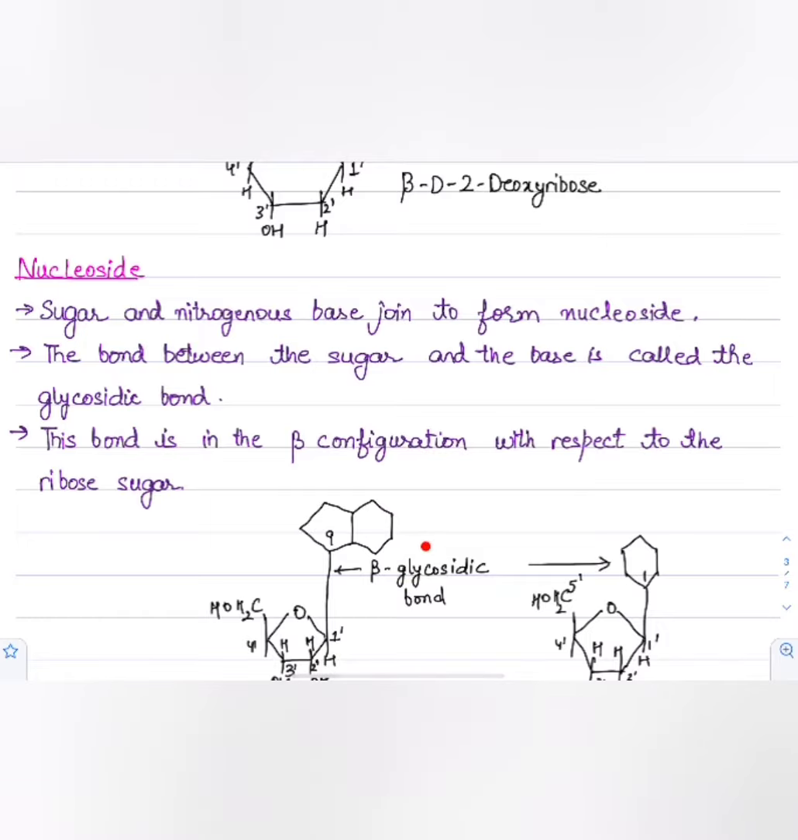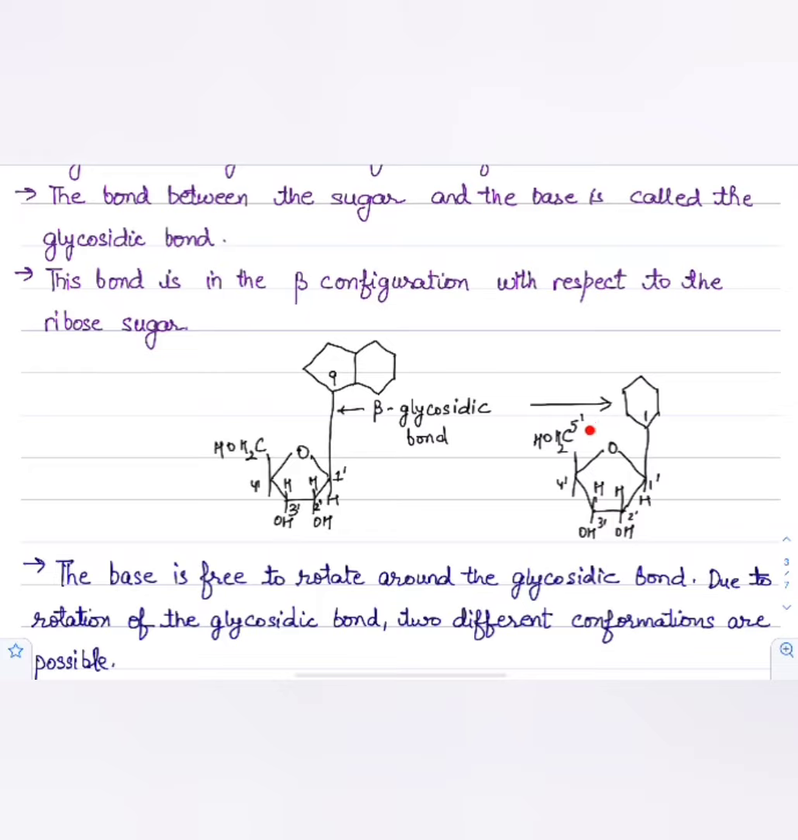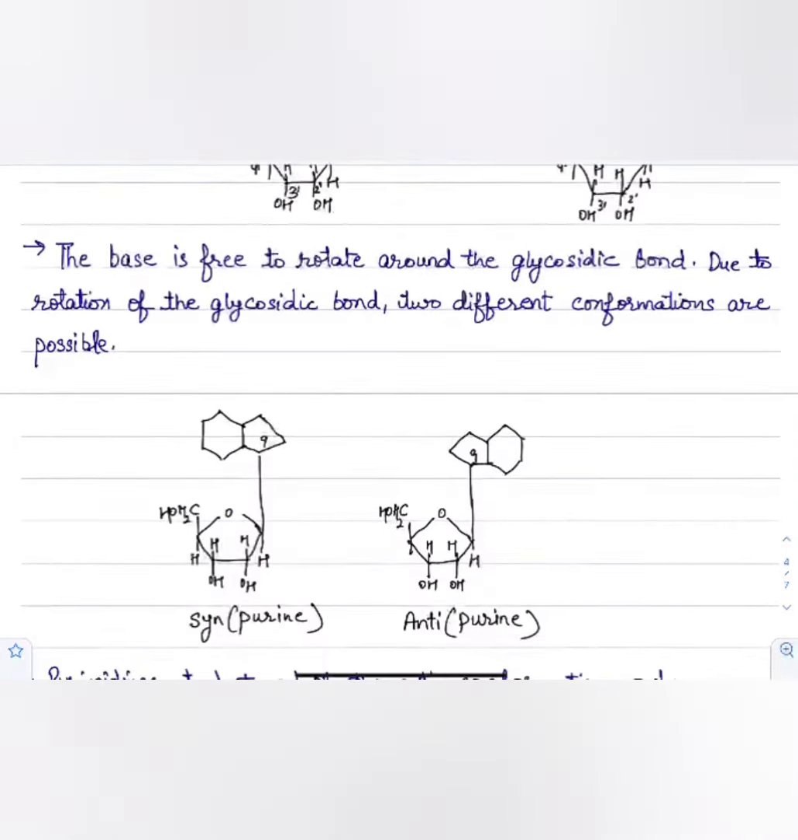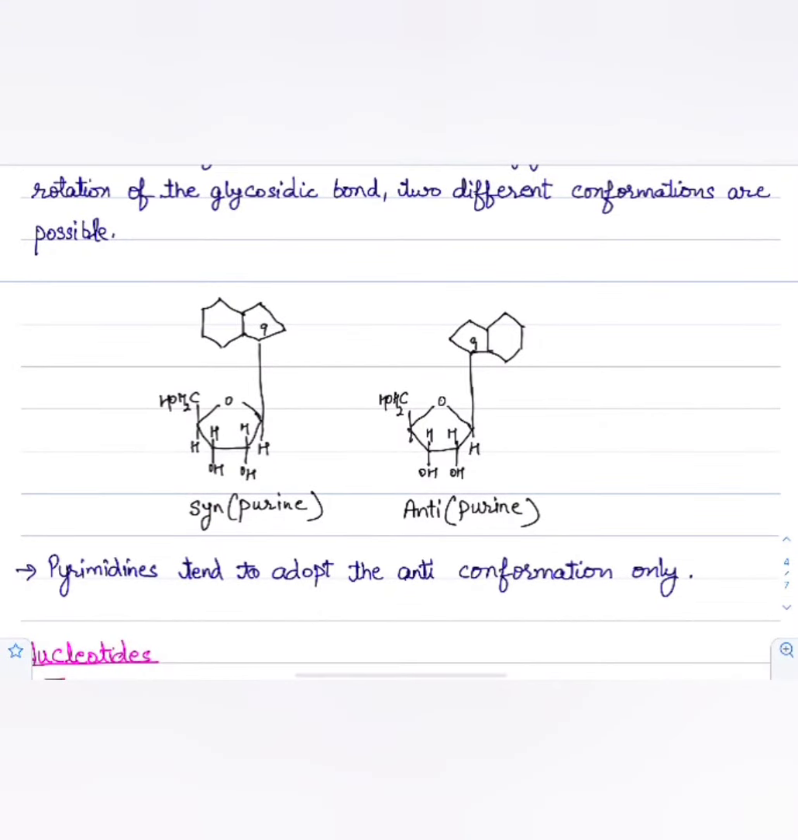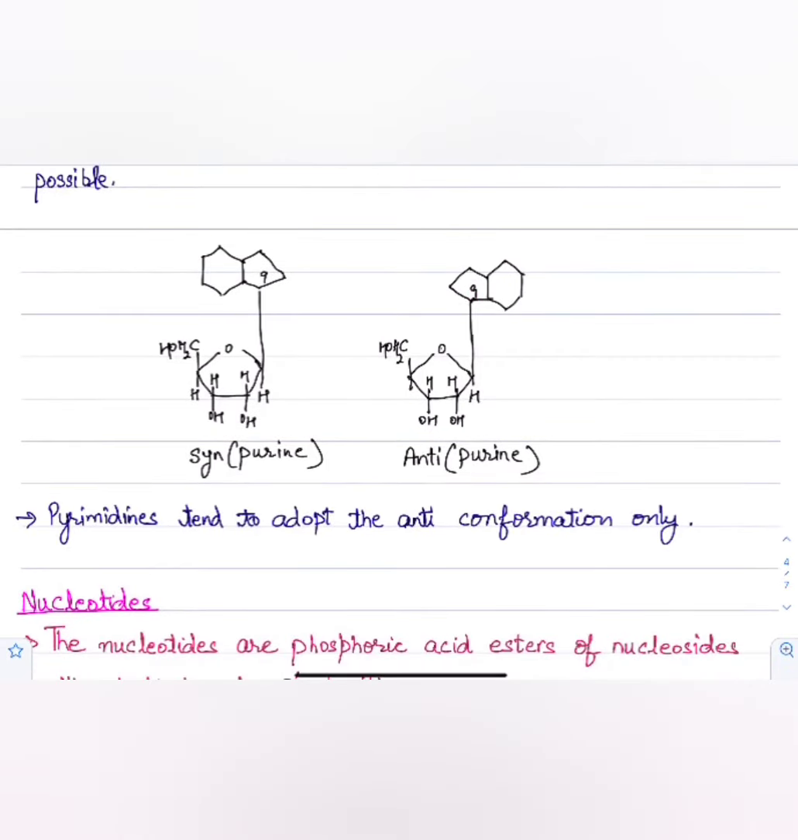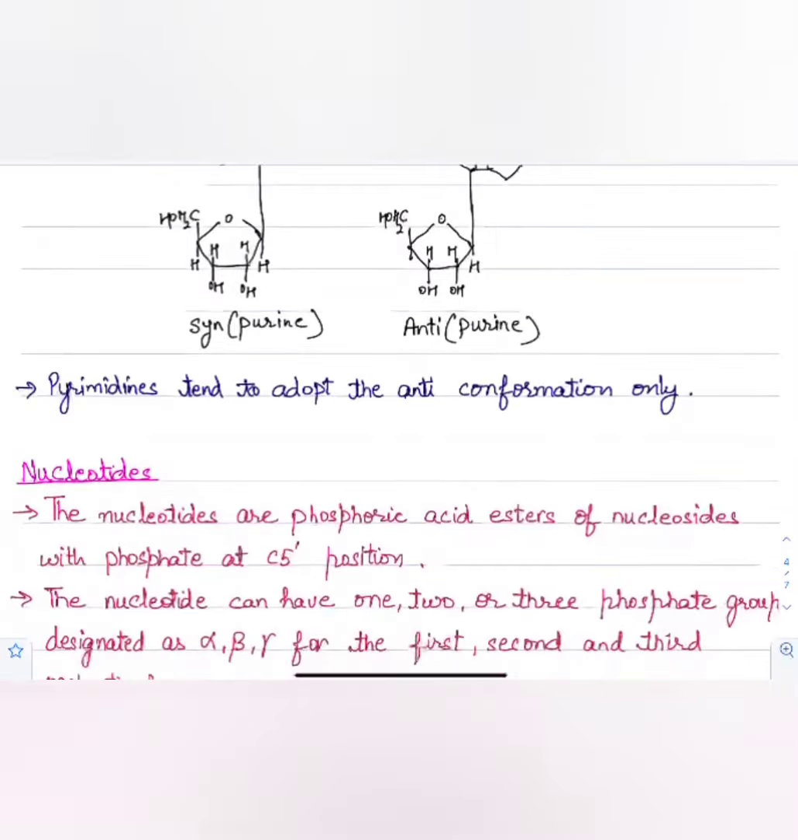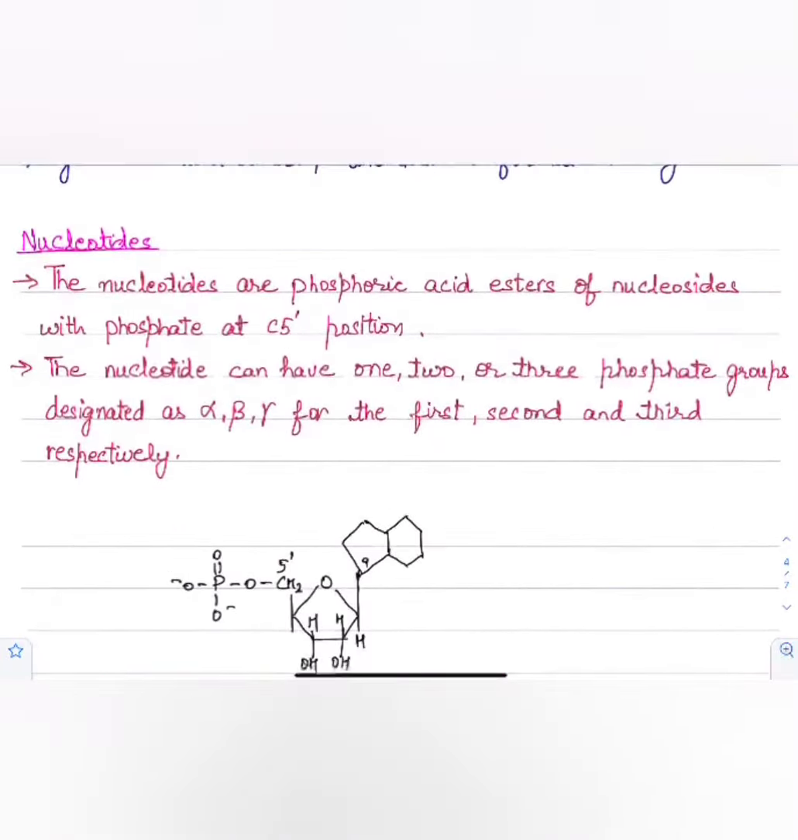The beta glycosidic bond is present in the case of both purines and pyrimidines. The base is free to rotate around the glycosidic bond. Due to rotation of the glycosidic bond, two different conformations are possible. The two standard conformations of the base around the glycosidic bond are syn and anti in the case of purines. This is the syn conformation and this is the anti conformation. Pyrimidines tend to adopt the anti conformation exclusively because of the steric hindrance between oxygen and carbon in the syn conformation.